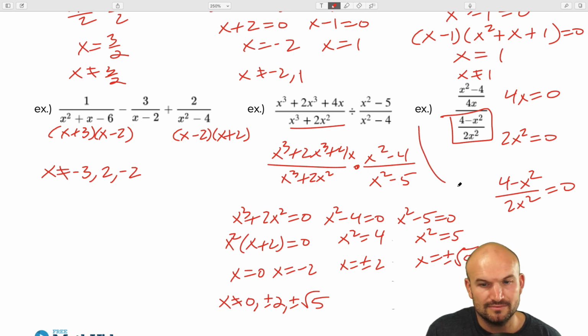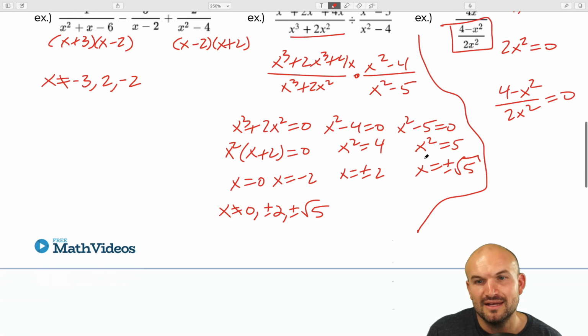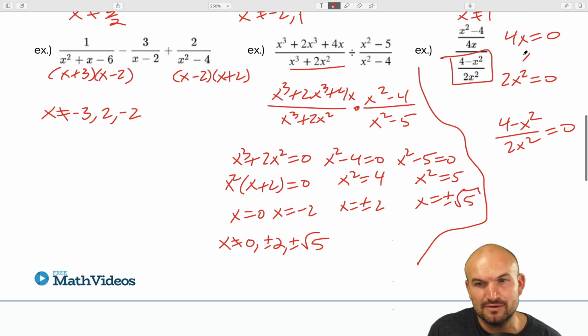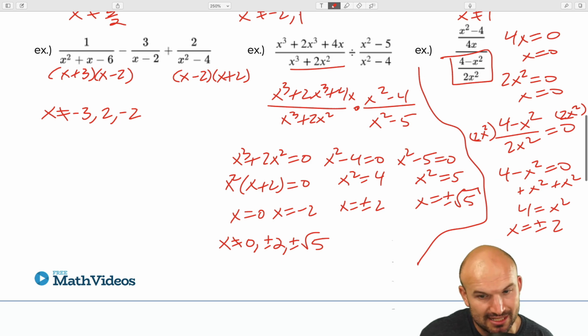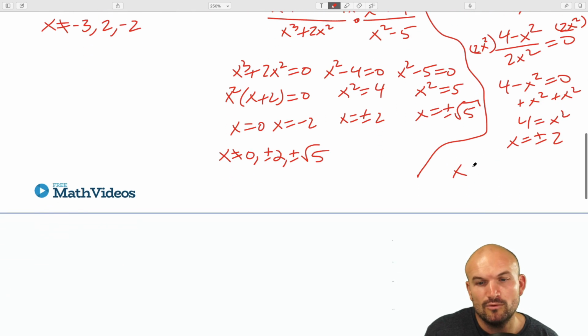Now, the nice thing here, let's show my work. Obviously this is equal to 0. Divide by 2, take the square root, that equals 0. And then over here, you multiply by 2x squared on both sides. That's just going to leave you with 4 minus x squared equals 0. You could add the x squared to both sides, and 4 equals x squared. So therefore, x equals plus or minus 2 when you take the square root of both sides. So my excluded values here would be x cannot equal 0 and plus or minus 2.